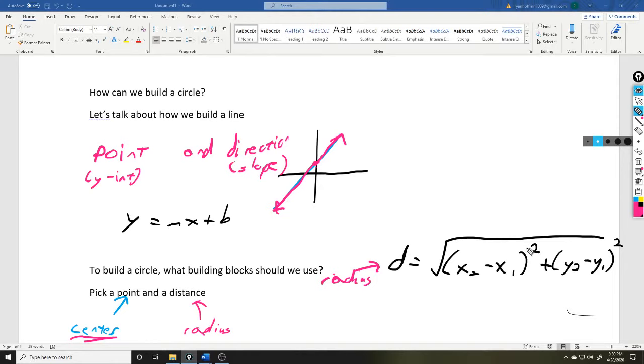All right, so for radius, I'm going to use r. And I want r to be the same regardless of what point I plug in here. I want to control this distance, and so I'm going to keep it the same. r equals square root.